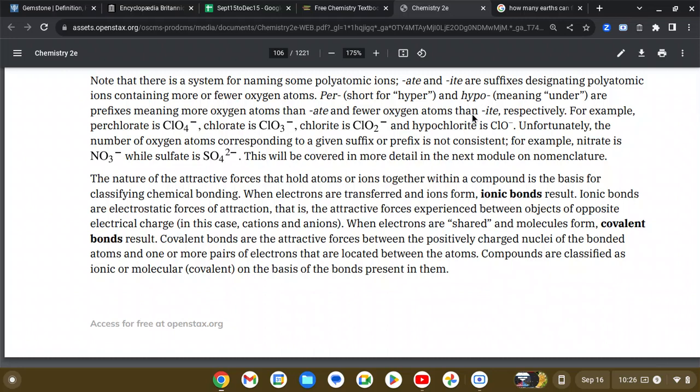Unfortunately, the number of oxygen atoms corresponding to a given suffix or prefix is not consistent. For example, nitrate is NO3-, while sulfate is SO4 2-. This will be covered in more detail in the next module on nomenclature.